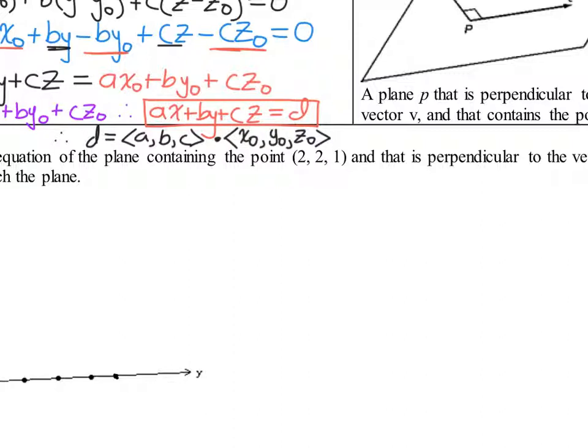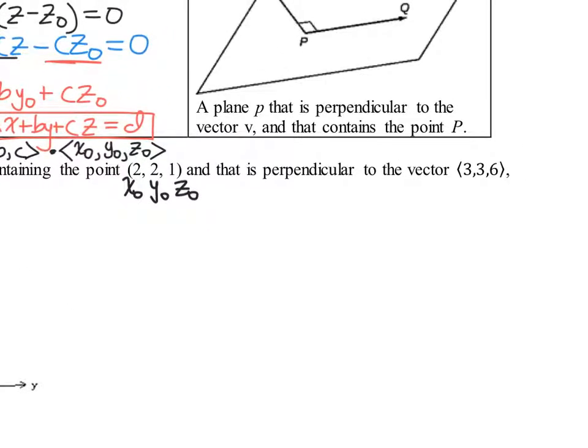So the equation of the plane containing the point (2, 2, 1), right? That sounds like a point on the plane, specifically because it basically said it's a point on the plane. That's perpendicular to the vector (3, 3, 6). That's still in the proof? Sorry? That's in the proof, right? D is ABC. Yes. That would be part of the proof, yeah. So (3, 3, 6) would be our ABC.